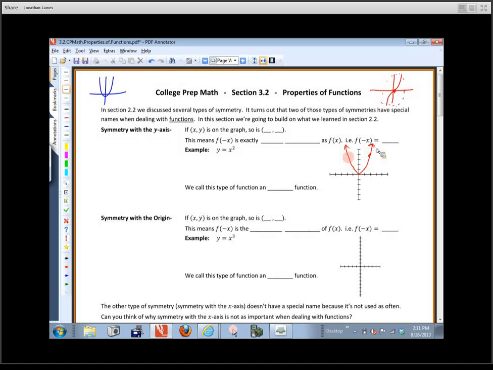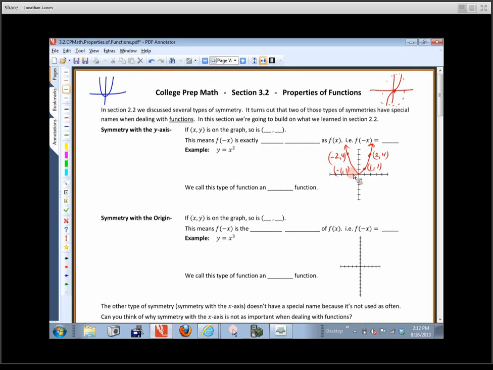And I'll label a couple of these points. This is 2 comma 4, and this is negative 2 comma 4. That is symmetric with the y-axis. So negative 2, 4 is on the graph. So is 2, 4. This point here is 1, 1. What's this one over here? Negative 1, 1.